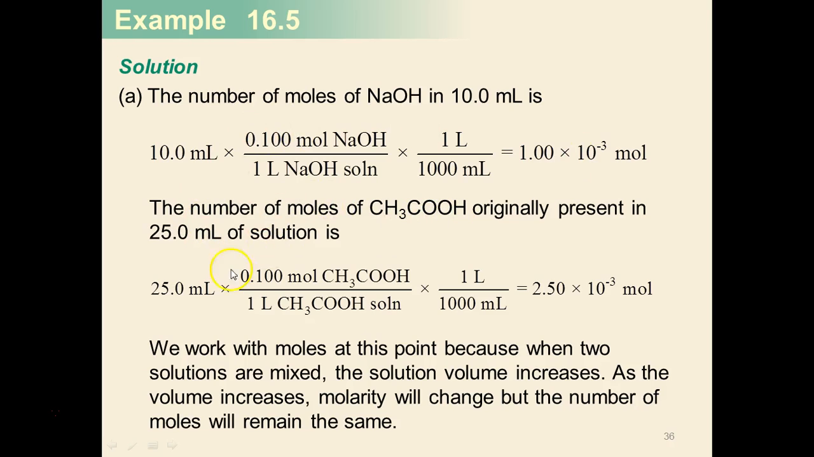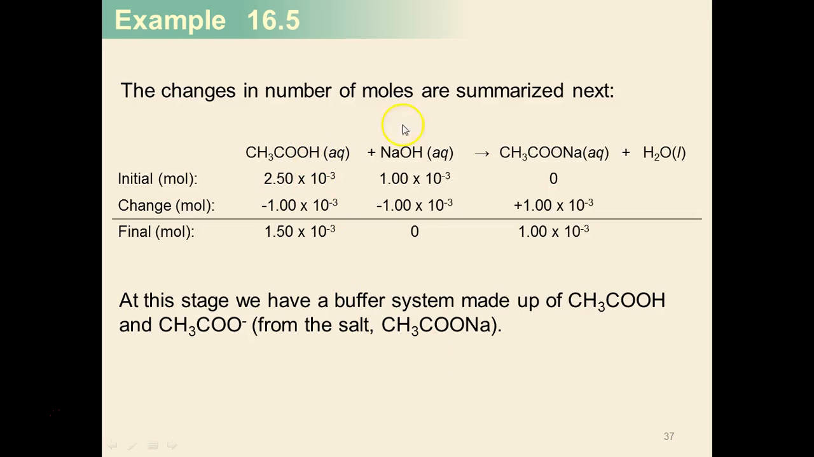Now the number of moles of acetic acid originally in solution is this. Right? Once again, we're working with moles at this point because as you add volume to the solution, molarities are going to change, but the number of moles of each species will not. So we're going to work with moles instead of molarity in this case. So if you add this many moles of NaOH, all of it being a strong base will react to leave this much weak acid left over.